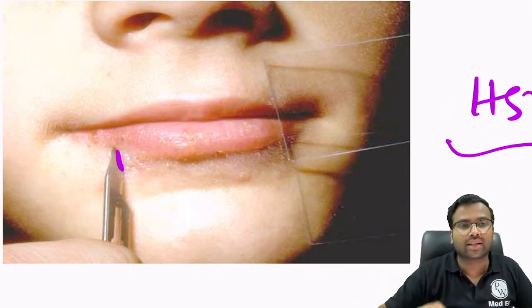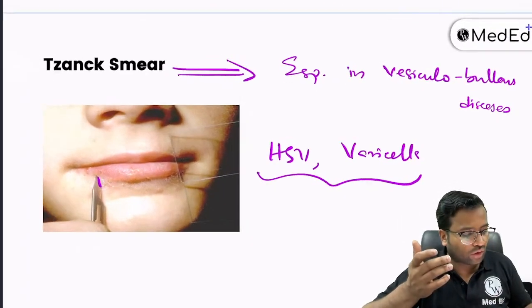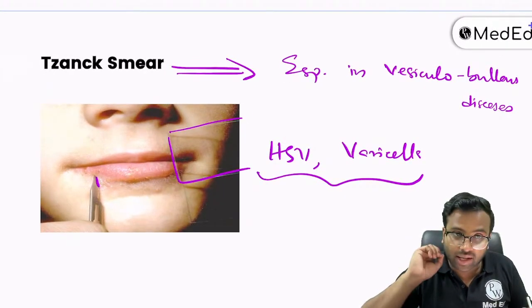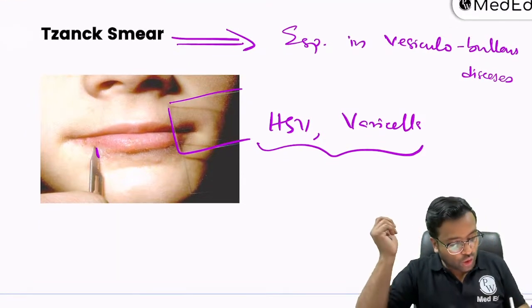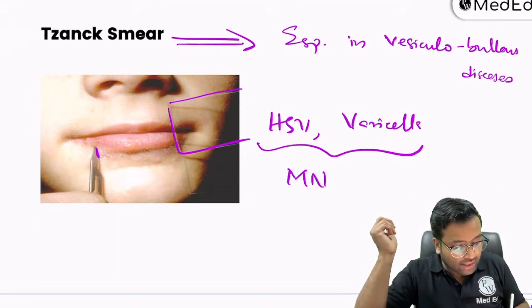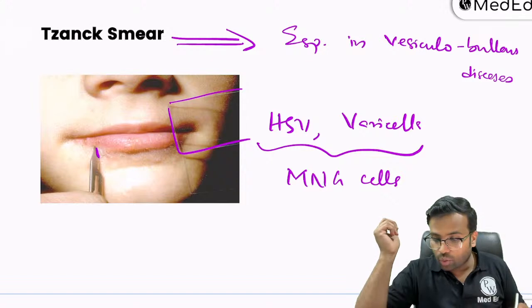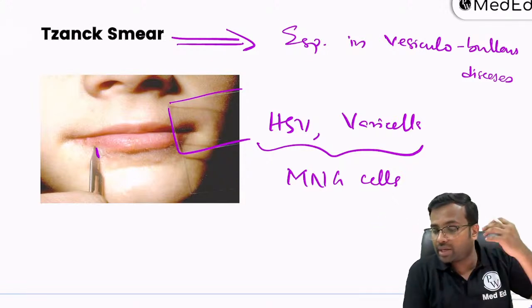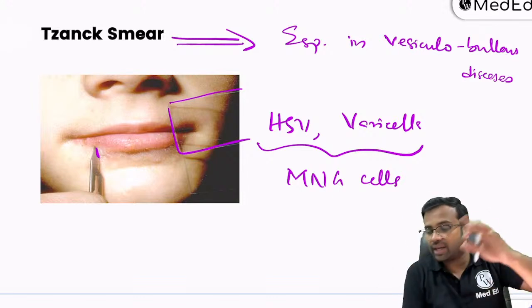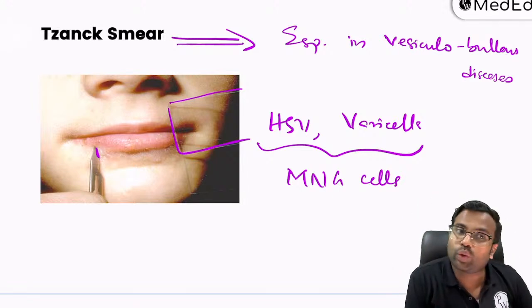We'll open a vesicle, and take up the contents of this vesicle on a glass slide. We are going to examine it under a Giemsa stain, and you probably would be able to see some MNG cells, right? What is MNG? Yes, de-roof the vesicle, scrape the base, and apply Giemsa stain. Excellent, Kalai. That is exactly how you do a Tzanck smear.